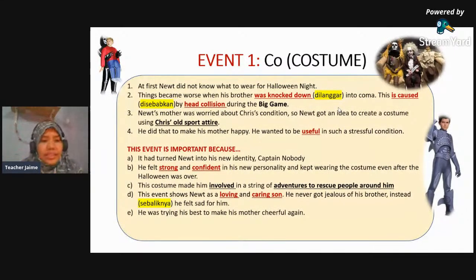Next, he did that to make his mother happy. He wanted to be useful in such a stressful condition. If you remember, everyone was stressed: his teammates, his father, his mother, and even Newt was very anxious and worried about Chris. So Newt wanted to change the ambience, suasana, and he wanted to be useful, berguna, in such a stressful condition. That's why he chose to become Captain Nobody.